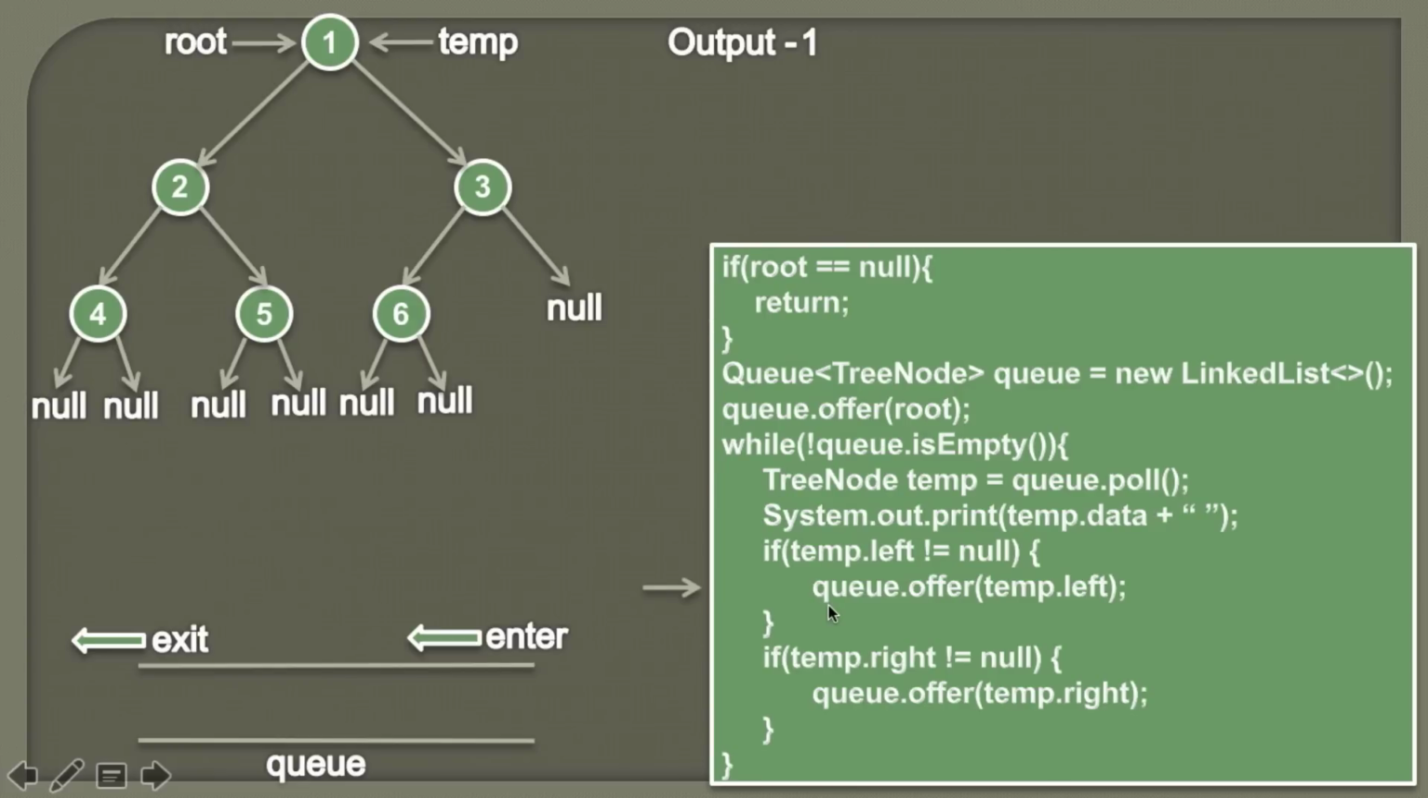In the if block we simply offer the temp.left element to the queue, which is node 2. So it would look something like this. Now node 2 is on the queue. Moving ahead. We then check whether temp.right is equal to null or not. Here you can see temp.right is pointing to node 3, therefore it's not equal to null. So the condition in the if block comes out to be true. And here we simply offer temp.right, which is node 3, to the queue.